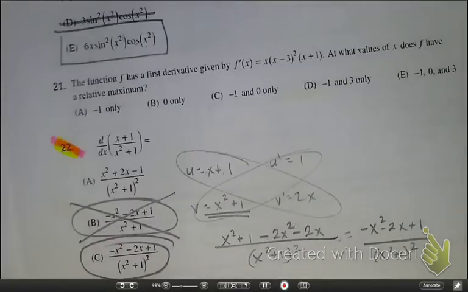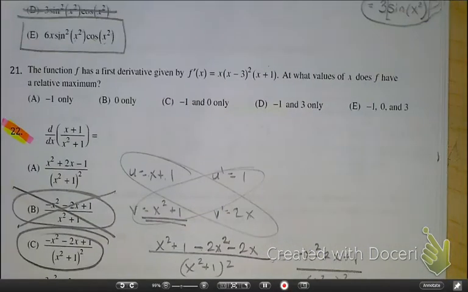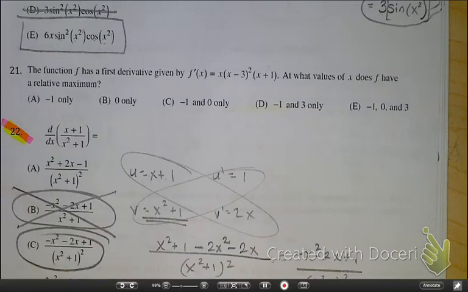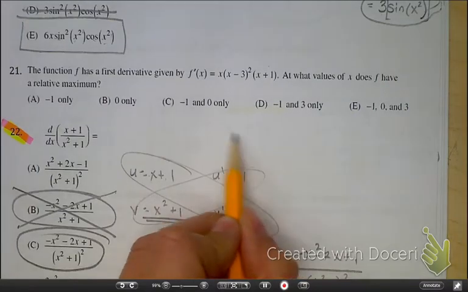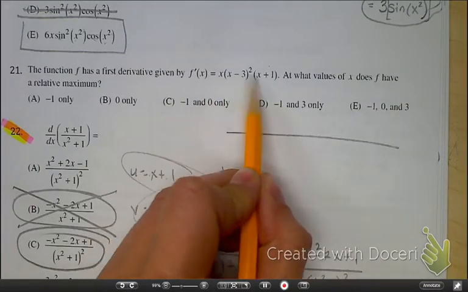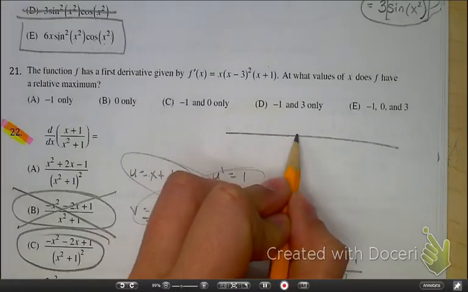Next, let's look at 21. Number 21 says the function has a first derivative given by that function. At what values of x does f have a relative maximum? So if I look at this function and I graph it, first of all, I have 1, 2, 3, 4 x's. That means it's a quartic function.